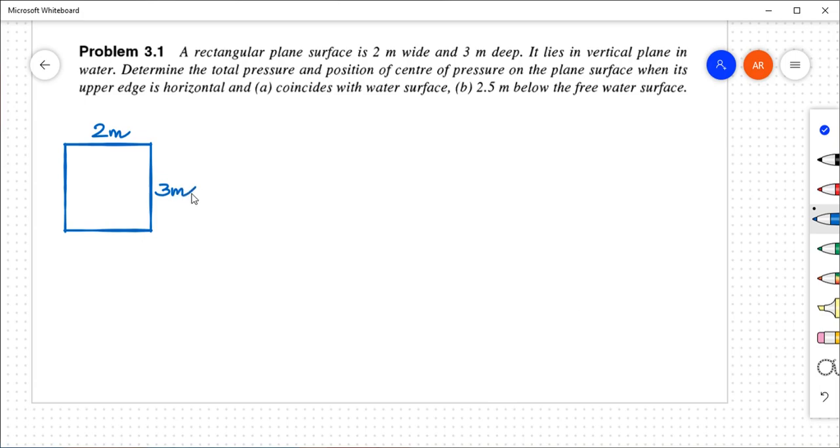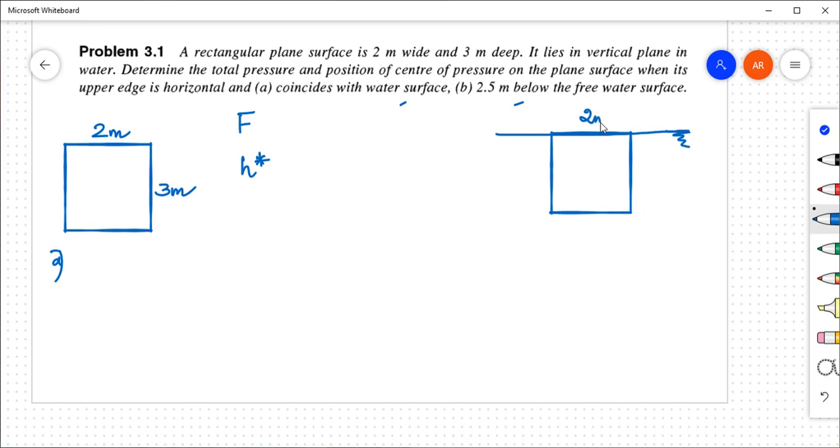And we need to determine the total pressure F and position of center of pressure on this vertical plane surface when it is held with its upper edge horizontal and coincides with the water surface, and when it is 2.5 meter below the water surface. We have two different cases. Consider the first case. We will draw the water surface. It is said that the plane surface coincides with the free water surface.